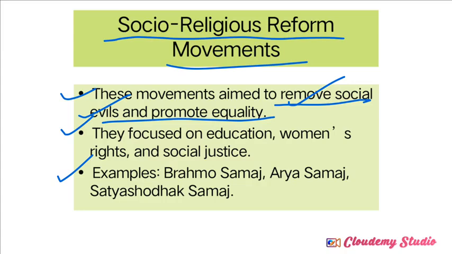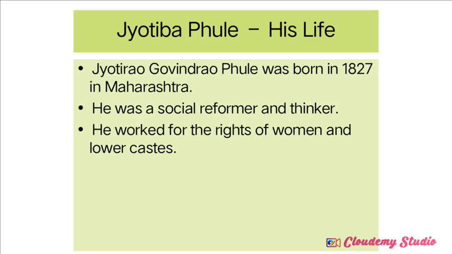They focused on education, women's rights and also social justice. By providing education, by making Indians educated, they tried to bring equality among them and also tried to remove the social evils. Now an important concept: these socio-religious reformers may be asked in the picture study part. You should focus on the picture study here, right?